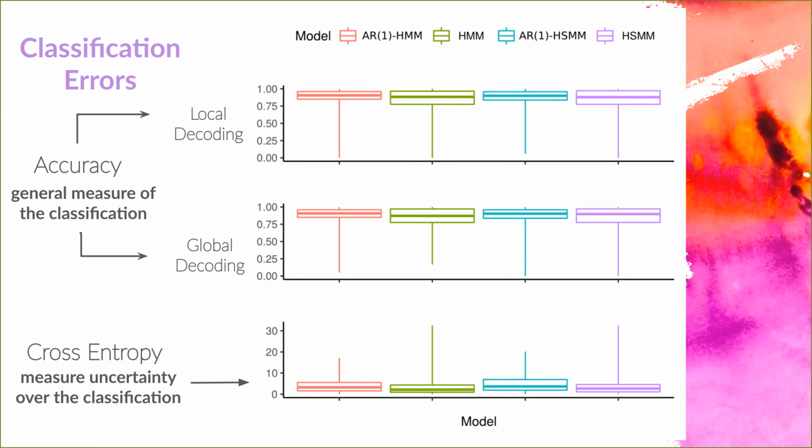So we didn't find differences between the 4 models. They all classify quite well. We have high values of accuracy and low values of cross entropy. Maybe the HSMM with autoregressive structure has a little bit more of the cross entropy index, but they are quite similar.